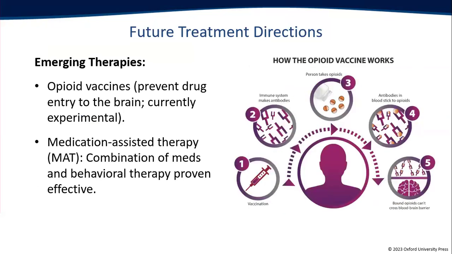Finally, there are therapeutics that we are looking at for things like opioid vaccinations. This would prevent the entry of drugs like heroin, or even smaller amounts of morphine, into the brain. It's currently in more of an experimental design phase, but it is something we are looking into, right? We're also looking at a combination of different meds and behavioral therapy because these are the most proven as far as effectiveness, right? The biopsychosocial model is really, really important here.